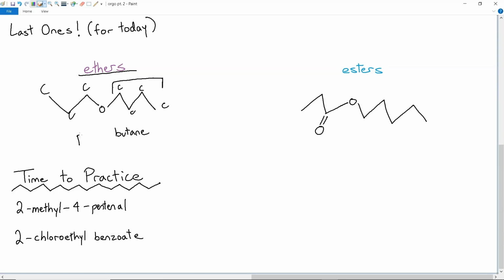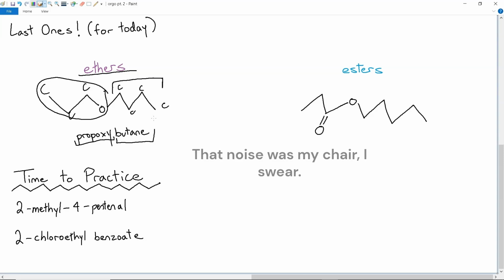So if I say propoxybutane, this part is specifying this chunk of the line diagram. Because we have a propyl group, or propane, for 3 carbons, and then we use the oxy ending to specify the fact that there's an oxygen at the end of that carbon chain. But it's actually attached to a larger carbon chain, which is the second part of our name. You may see this name written out as 1-propoxybutane, and that's fine too. That's just specifying the fact that the oxygen is bonded to the first carbon in our main chain.